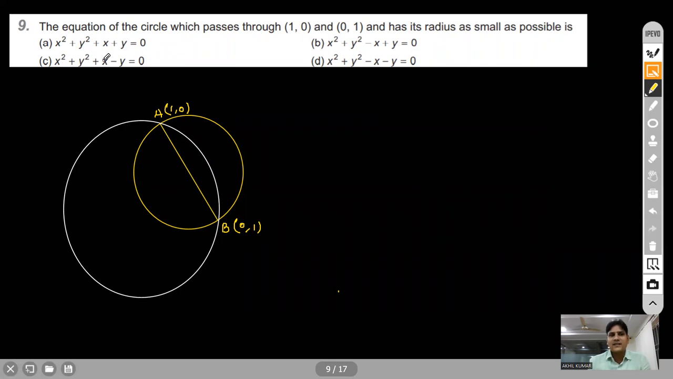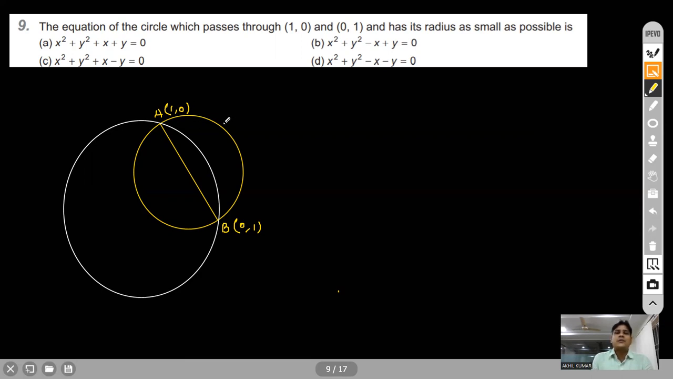Why? Because now let's see this white colored circle, what I have drawn here. This white colored circle is also passing through A and B, but it is not the smallest circle passing through A and B. There will be actually an infinite number of circles passing through A and B, but the smallest circle will be the one having AB as the diameter. This is what you have to understand in this question.